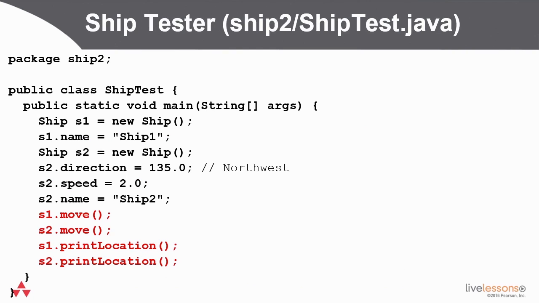So then in my test routine, after I make a ship, I ask it to move itself by using the variable name, a dot, the method name, and then in parentheses any arguments that the method takes, in this case none. And I can ask a ship to print out its location by using the variable name, a dot, the method name, and then in parentheses any arguments that the method might take.